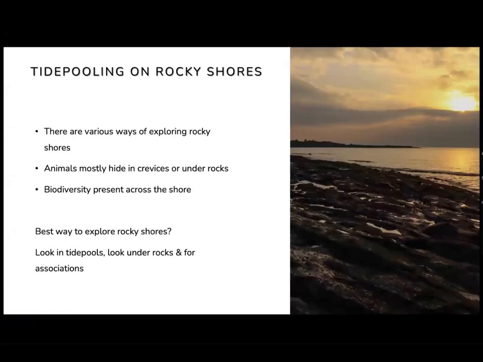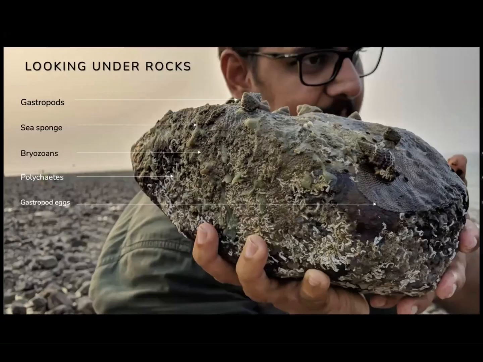On rocky shores, you would do tide pooling. There are various ways to explore it though. But animals usually will hide in crevices or under rocks. The biodiversity is present across the shore. And the best way to explore rocky shores is to look in tide pools, look under rocks, or look for associations. And today I'm going to talk about all three.